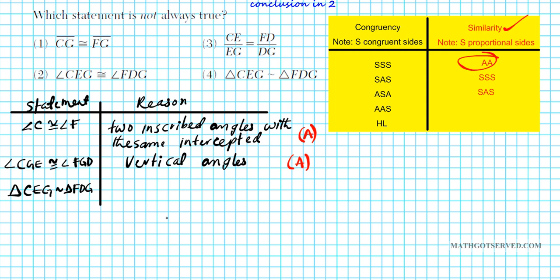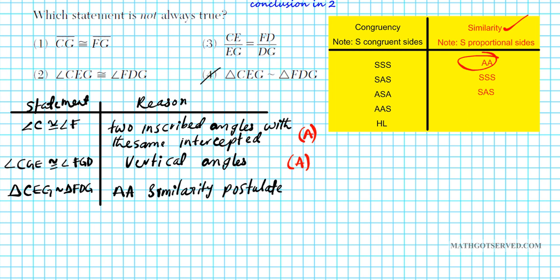All right, so our reason is by the AA angle similarity postulate. Okay, so what can we conclude so far? That option number 4 is good. Okay, but we're looking for the statement that's not true, so cancel that out.